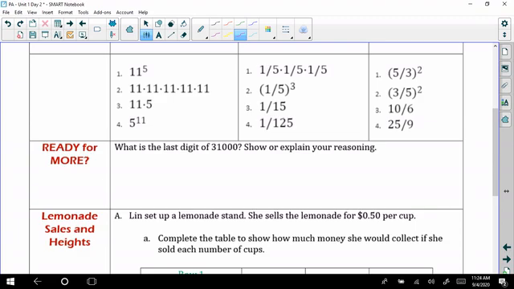Okay, ready for more. What is the last digit? Show your reasoning and explain your reasoning. So I would like you to go ahead and tell me what your last digit is as far as what you feel it is. I'm not going to answer this right now. We'll talk about this in class. So make sure you ask me about this one. So try on your own.